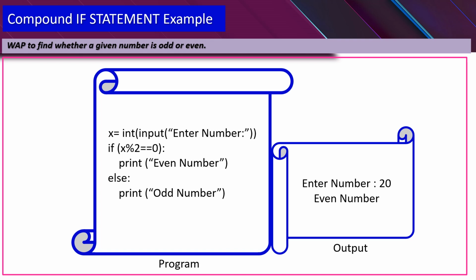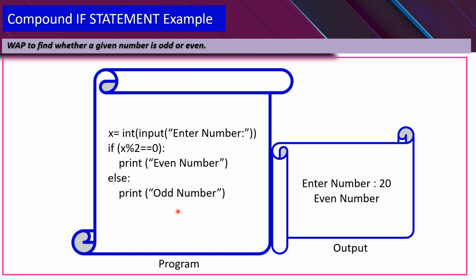So here is an example of a compound if statement. Write a program to find whether a given number is odd or even. I have written a small program here. x is equal to int(input("Enter the number")). Whatever the number, it will be converted into an integer. Then if x modulus 2 equals 0, meaning if the remainder is 0, then it will print even number, else otherwise it will print the odd number.